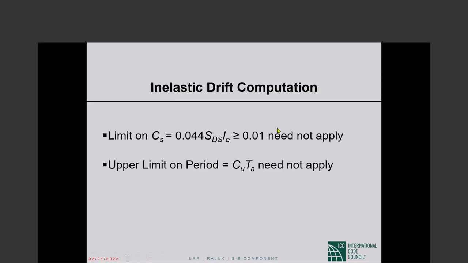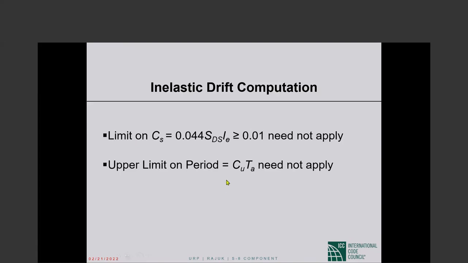And under no circumstances can it be below 1%. When S sub DS is low and this number goes below 1%, we keep the design base shear no less than 1% of building height. Now that limitation need not apply in drift computation. You can let the design base shear go as low as the 1 over T or 1 over T squared equation would give you.